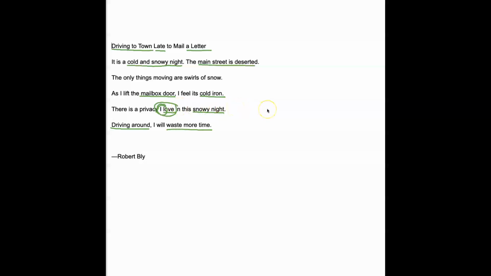We also note that the poem begins and ends with the same thing. Driving and driving. Like bookends too. This driving at the beginning is for a practical purpose. I mean, with the coronavirus, this meant that you have to be very careful about mailing a letter because you don't want to be around too many people. But at the end, it's all about wasting time.